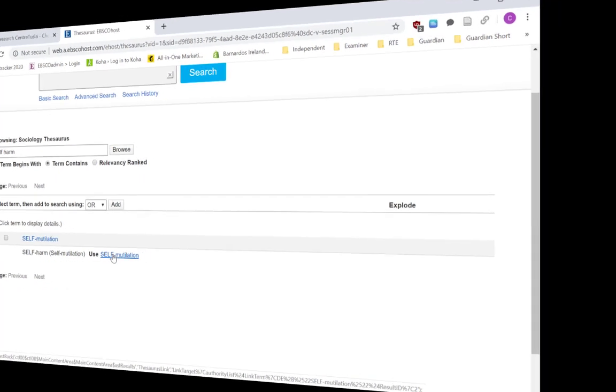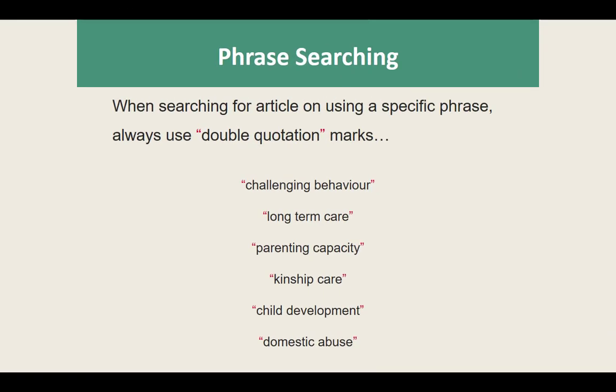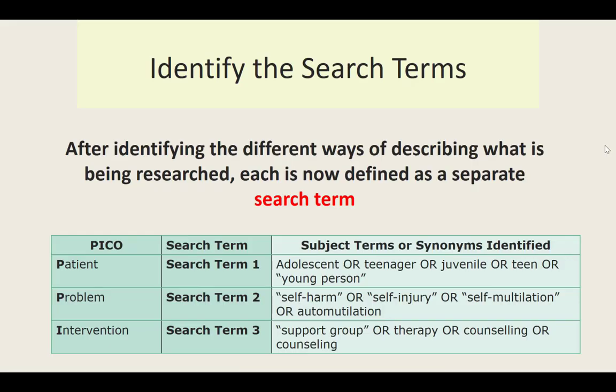Many of our concepts and synonyms and subject terms will take the form of phrases, such as alcohol addiction, self-harm, school refusal. And when we're researching phrases, we need to ensure that we put the phrase in double quotation marks shown here. And that will ensure that the whole phrase is displayed in the search results and not just the 2 individual words of the phrase.